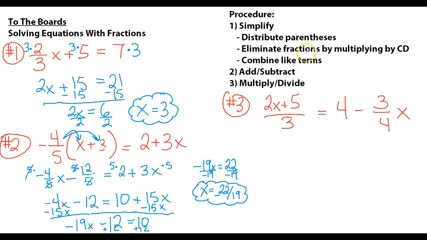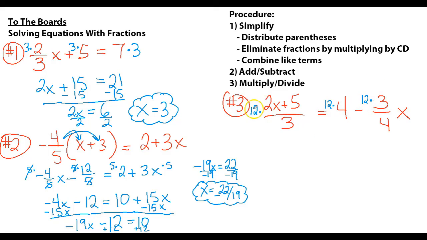The next step is to eliminate fractions by multiplying by the common denominator. Look at this, we have fractions. We have this 3 down here and this 4 down here. So I've got to find the common denominator between 3 and 4. What number will 3 and 4 both go into? It's 12. So I'm going to multiply all the terms by 12. I'm going to multiply this term by 12, and this term by 12, and this term by 12 as well. Let's put it here in front.